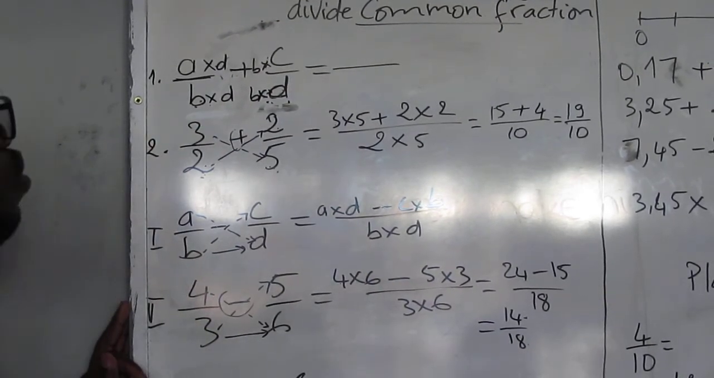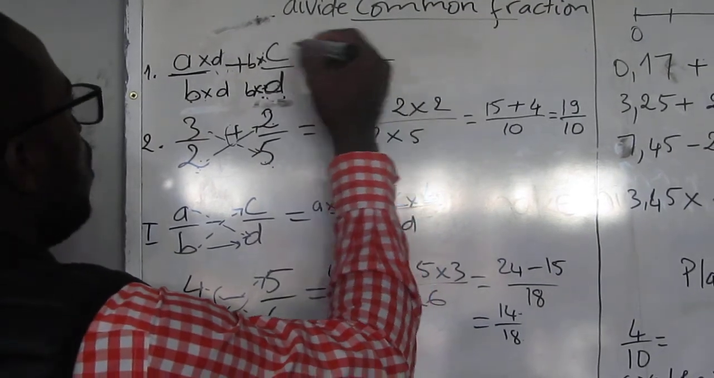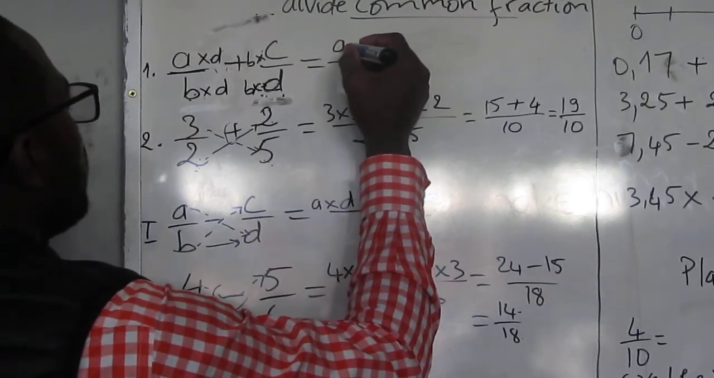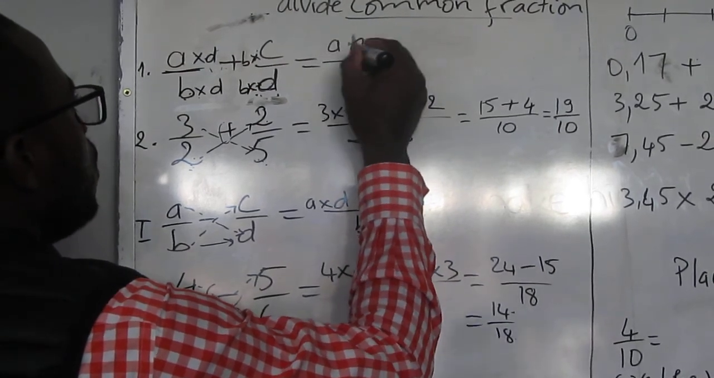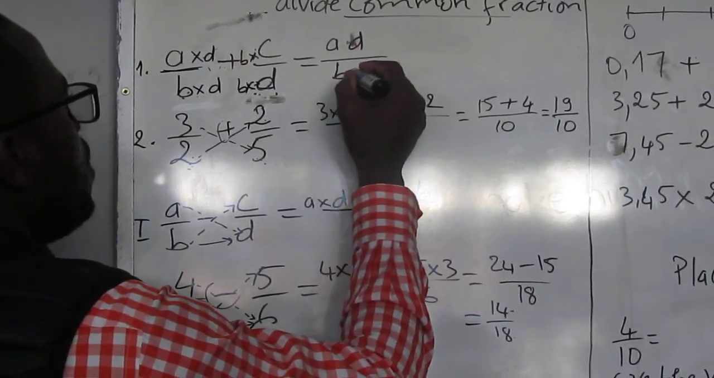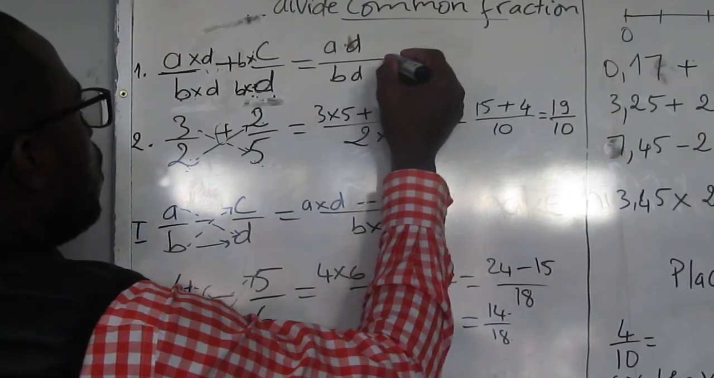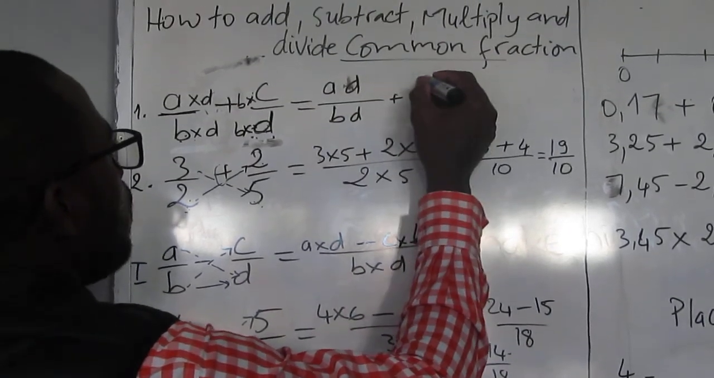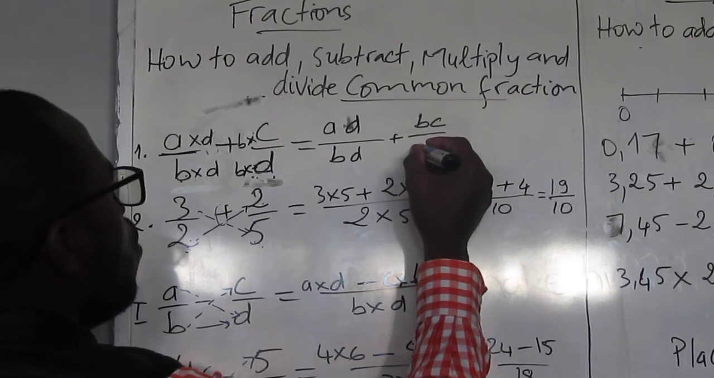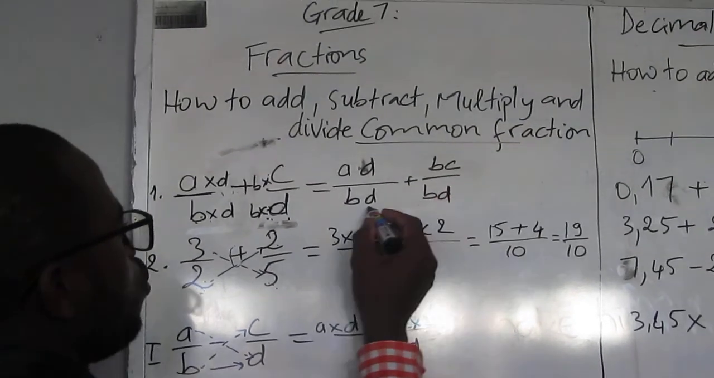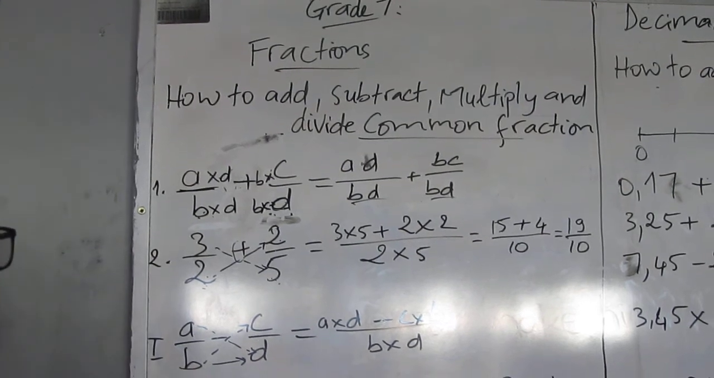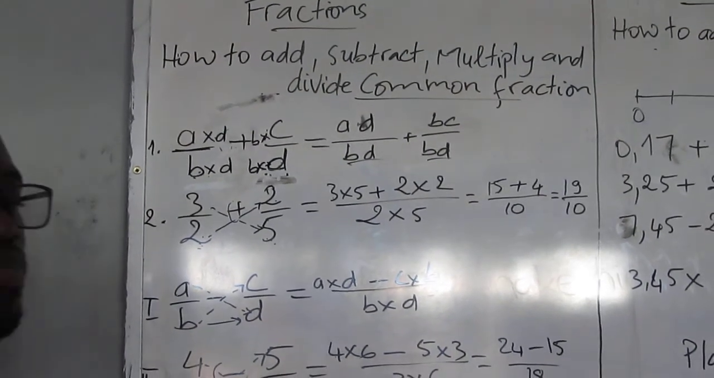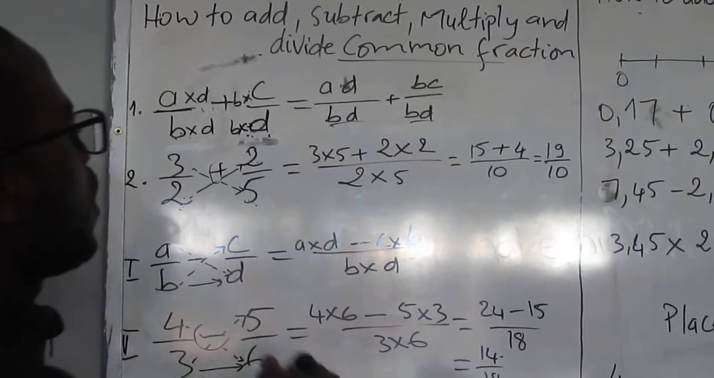at our denominator. So when we times this one, we will get at our numerator A times D equal to AD over B times D is BD, plus BC over BD. So we're getting the same thing. That is what we call common denominator. Common means the same thing. So we get the same thing at our denominator.